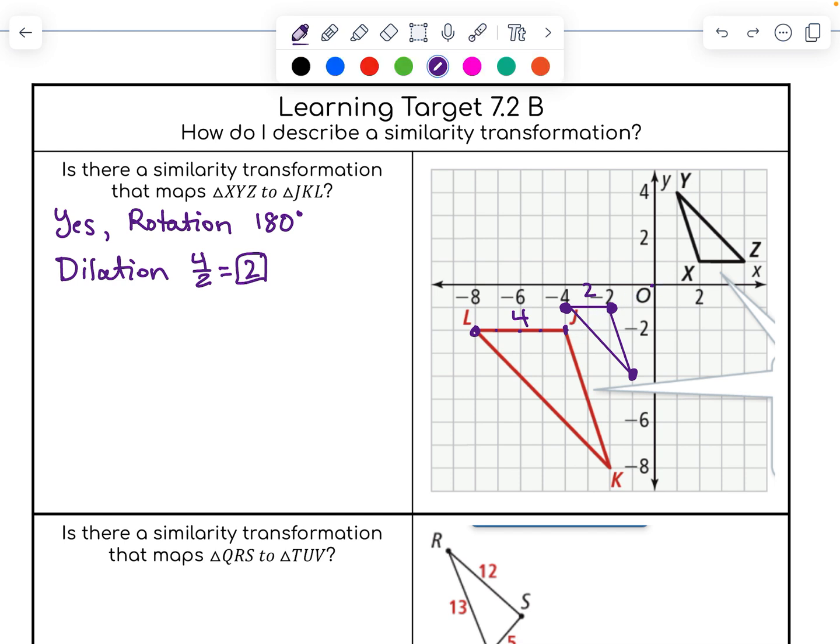So how would we write this transformation? Well, the first thing was a rotation. The second thing was a dilation. So we would say D of 4, or not 4, sorry, D of 2, because it's a scale factor of 2, and then a rotation 180 degrees around the origin of triangle XYZ.